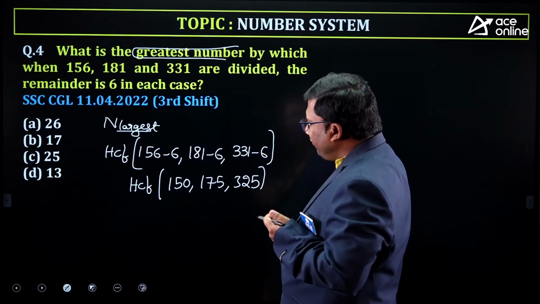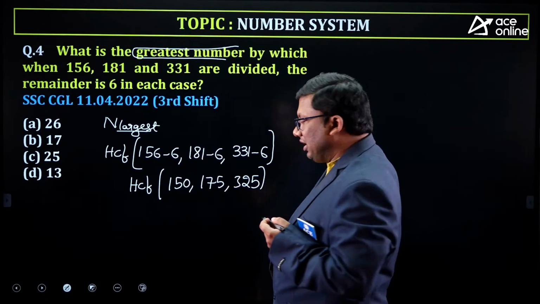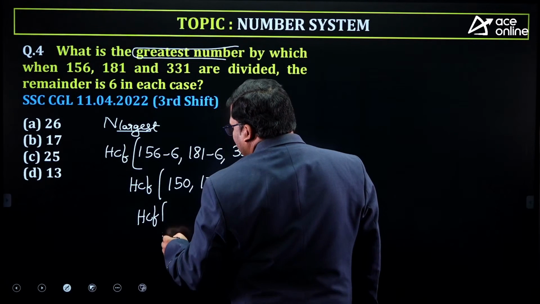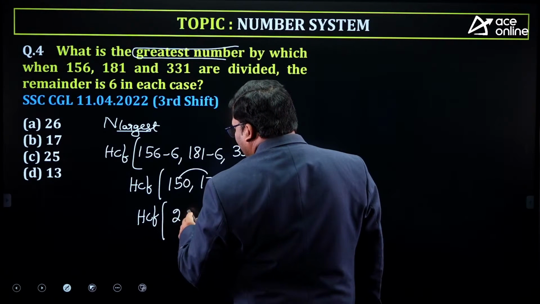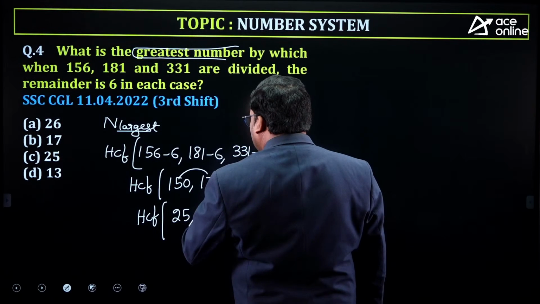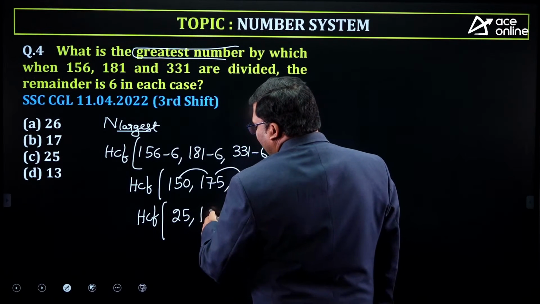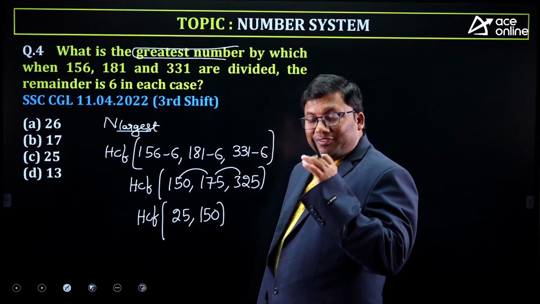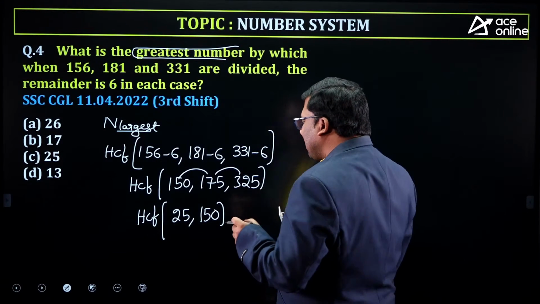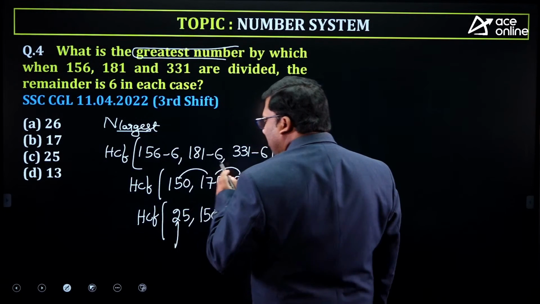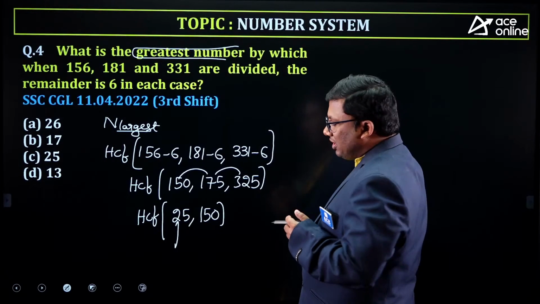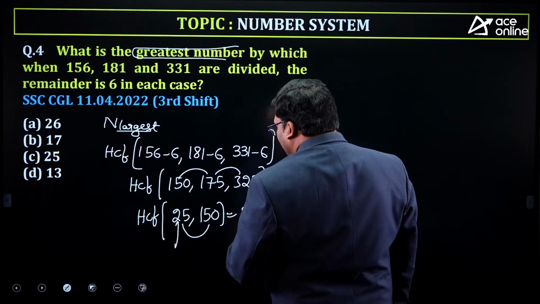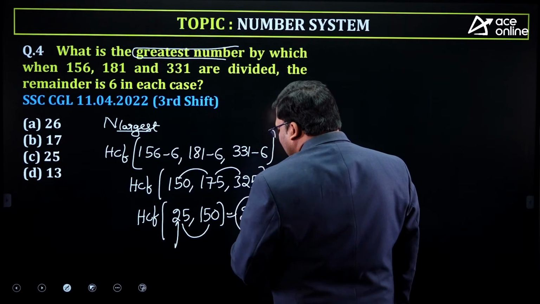HCF of 150, 175, 325. Already we discussed, HCF of A, B, C is HCF of B minus A, which is 25, and C minus B, which is 150. Whenever you are doing HCF, entire concentration is on the smallest number. Smallest number is 25. Is it dividing 150? Yes. So the answer for this question is 25.